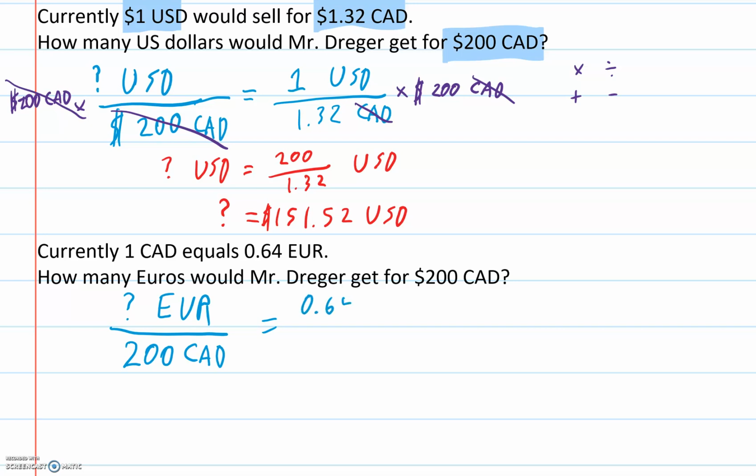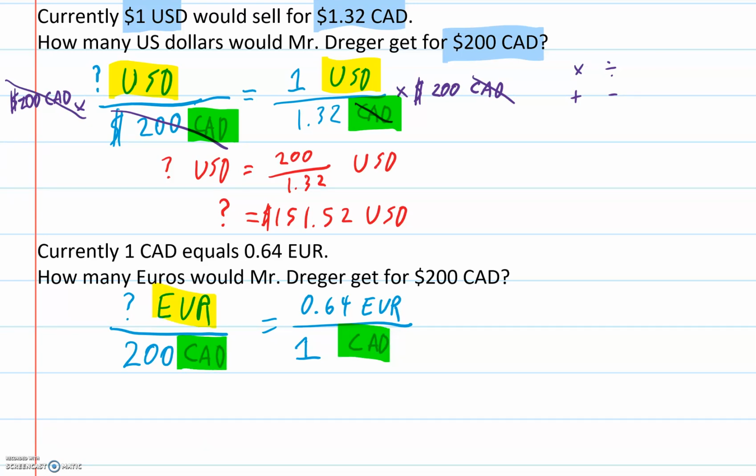We make sure we have the same thing on top that we had before. We had euros on top before, so we make sure we have euros on top now. And if we have Canadian on the bottom, we have Canadian on the bottom on the other side. So as long as whatever's on the top is still on the top, and whatever's on the bottom is still on the bottom. Okay, so the next step is the same thing. We use opposite operators to multiply across. 200 Canadian divided by 200 Canadian cancels out.